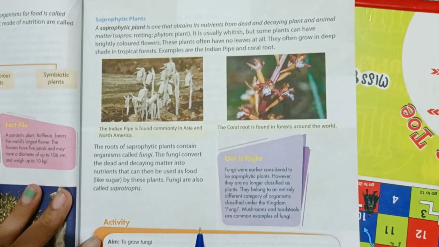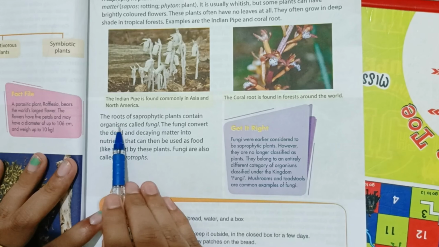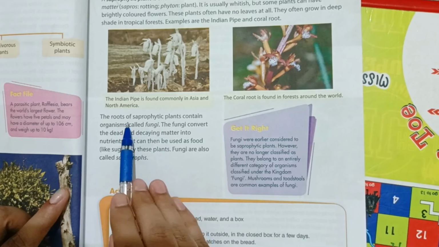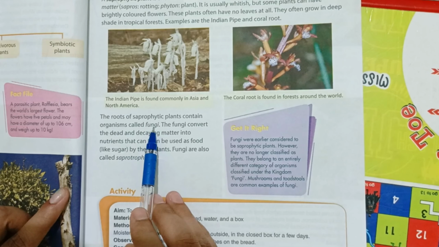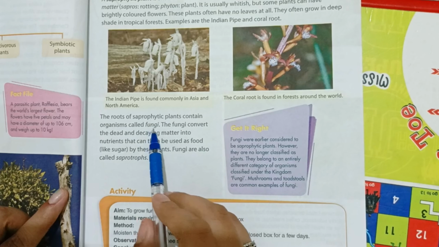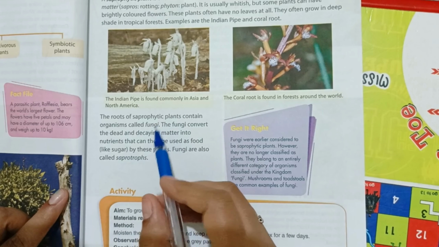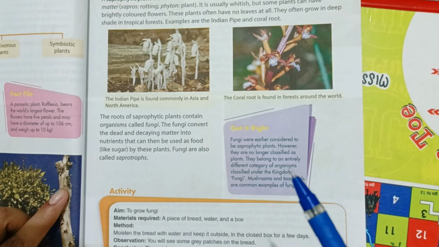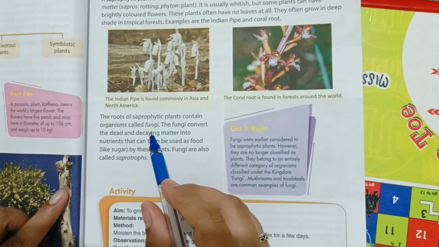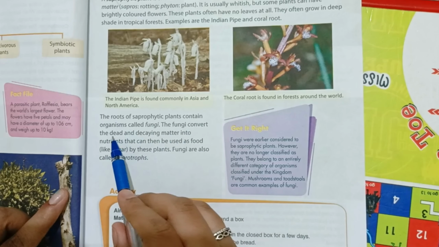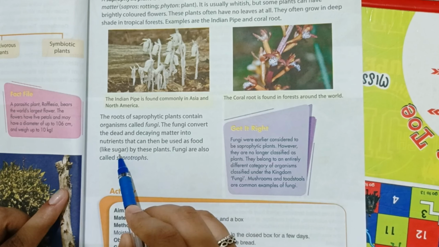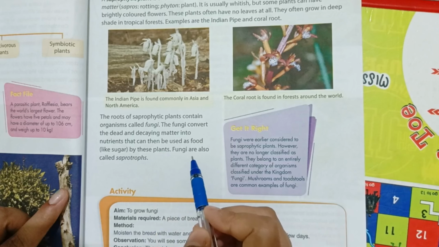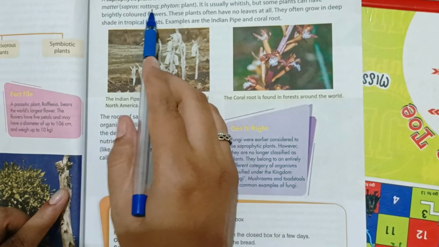Now, the roots of the saprophytic plants contain organisms called fungi. You must have seen fungus, like if you keep a bread for 2 to 3 days, then you can see that some black colored structures are formed at the top of the bread. So that is called fungus. The fungi convert the dead and decaying matter into nutrients that can be used as food, like sugar, by these plants. So what is the function of the fungus in the saprophytic plants?